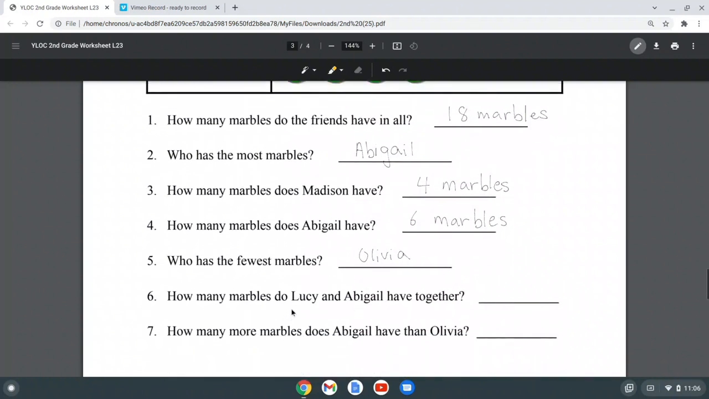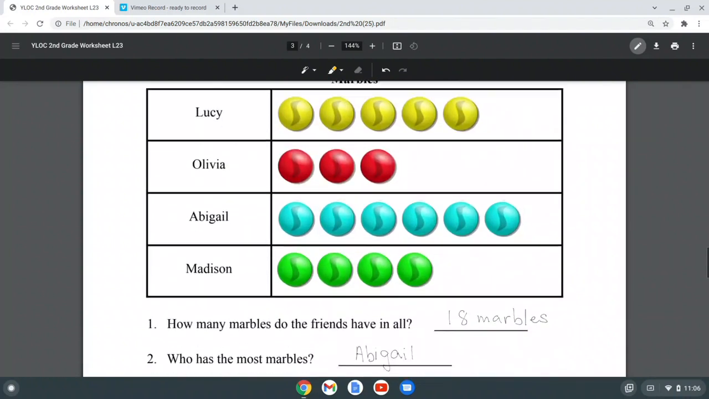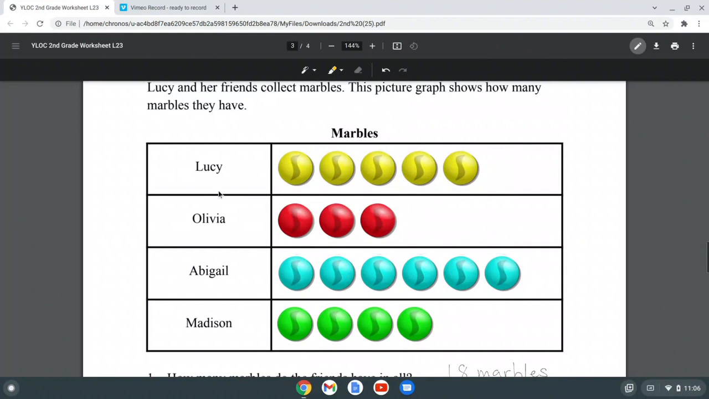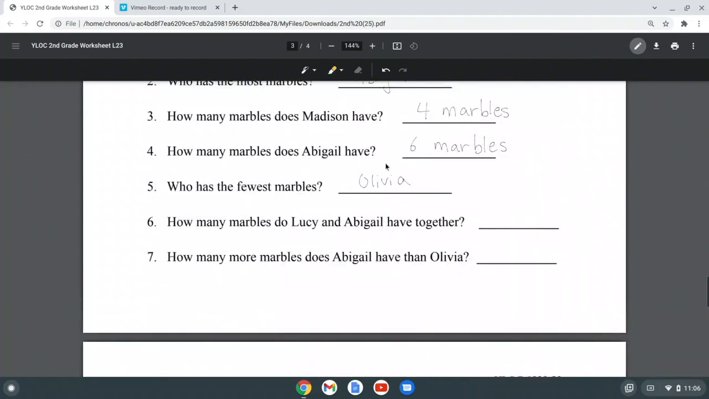How many marbles do Lucy and Abigail have together? We'll be adding Lucy and Abigail. Lucy and Abigail. So let's count 1, 2, 3, 4, 5, 6, 7, 8, 9, 10, 11. So how many marbles do Lucy and Abigail have together? 11 marbles.